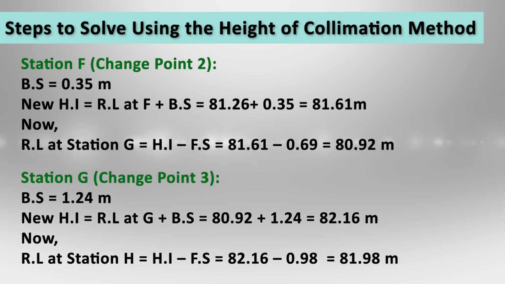Next station G, that is change point 3, here backsight is given as 1.24 meters. So, new height of instrument would be reduced level at G plus the backsight, that is 80.92 plus 1.24, which will result in 82.16 meter. Now, reduced level at station H can be calculated easily as height of instrument minus the foresight, that is 82.16 meter minus 0.98 meters, which will result in 81.98 meter.